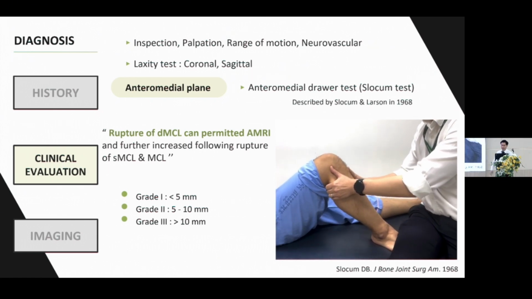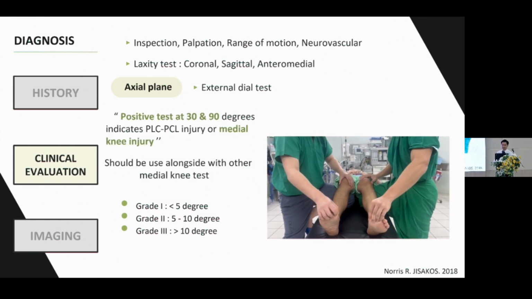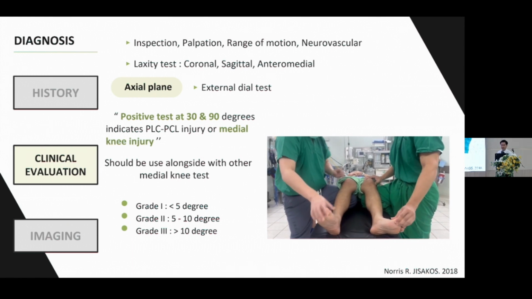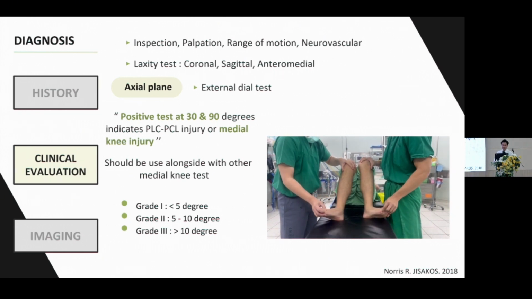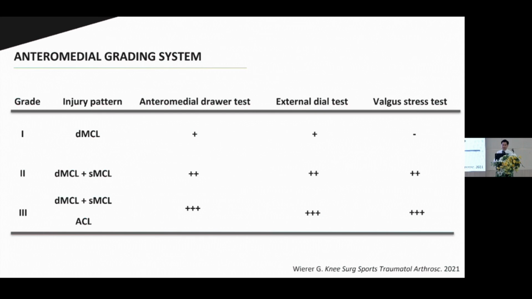It can be done by placing the patient at 90 degrees of knee flexion, externally rotating the tibia 15 degrees, and doing the anterior tibial translation. The next test is the external dial test, which is not only a test for PCL and PLC injury, but also for medial knee injury. It can be positive at 30 and 90 degrees for the diagnosis. And here we also propose the anteromedial grading system, in which the severity is according to the injury pattern. Start with grade 1, with deep MCL injury, with anteromedial and external dial test. And higher grades of instability always involve a positive valgus stress test.